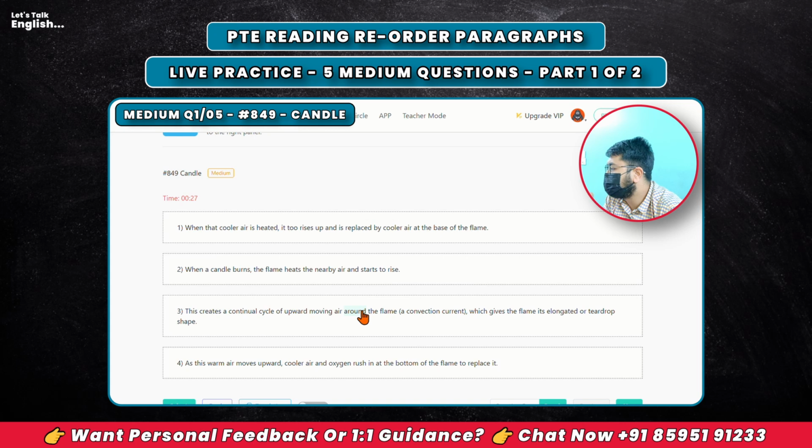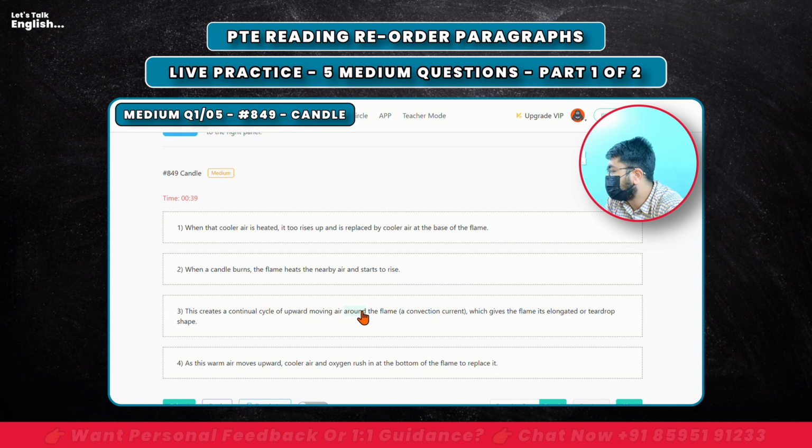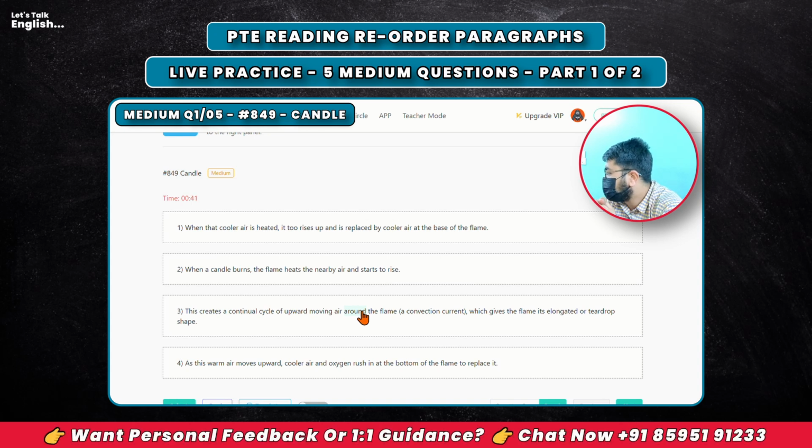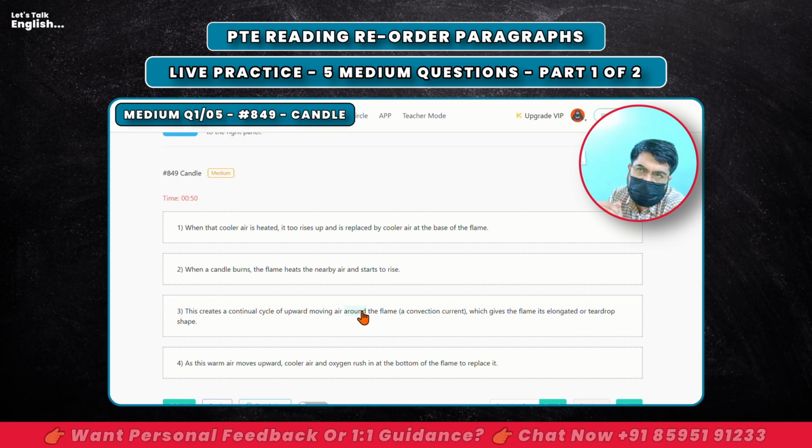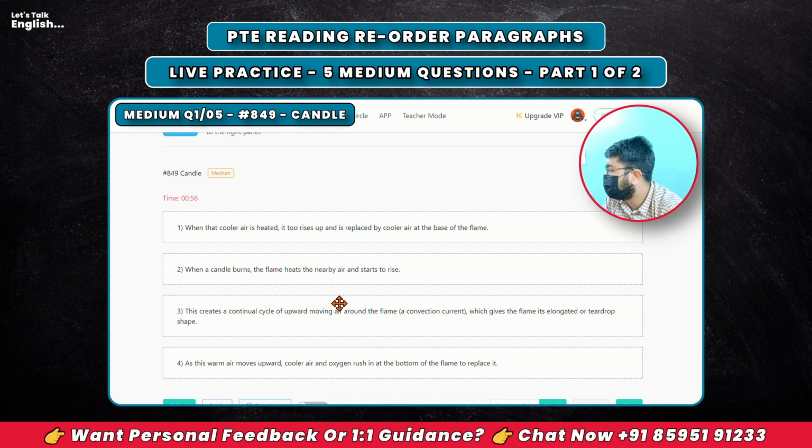When a candle burns, the flame heats the nearby air and starts to rise. This creates a continual cycle of upward moving air around the flame, a convection current, which gives the flame its elongated or teardrop shape. As this warm air moves upward, cooler air and oxygen rush in at the bottom of the flame to replace it. Okay, slightly different from what we've done in easy, but very slightly. If you understand things, it won't be a difficulty for you.